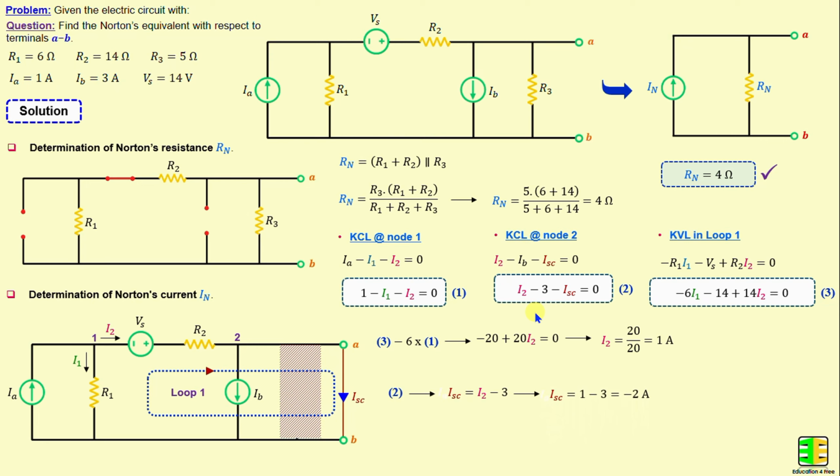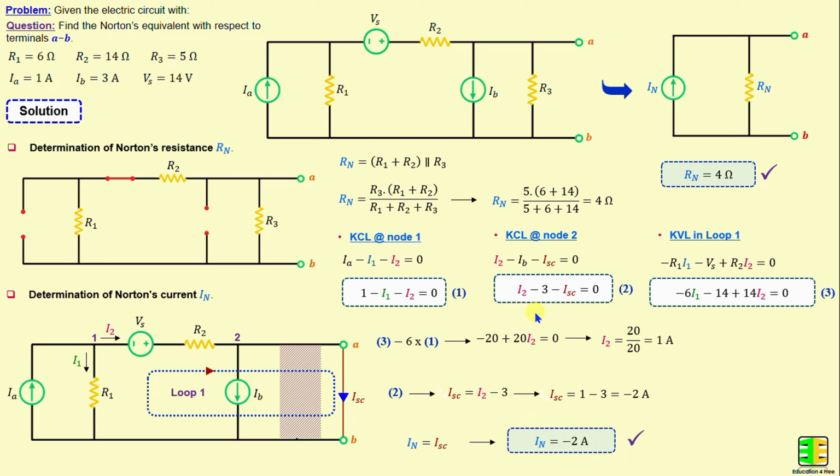And we know that IN is the short circuit current ISC calculated between terminals A and B. That means IN is equal to -2 amps.